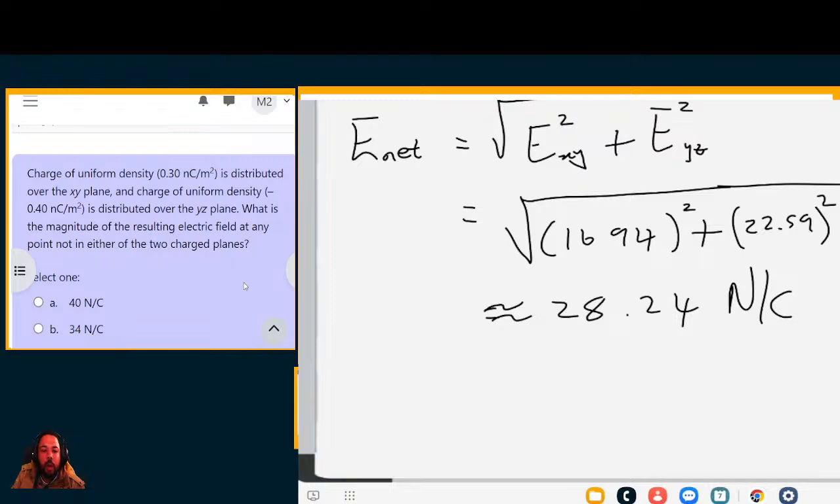Okay, so just remember how we calculate the electric field due to a charged plane.